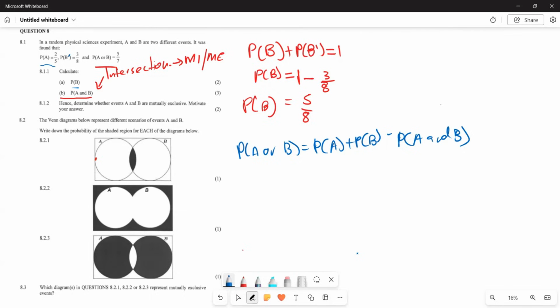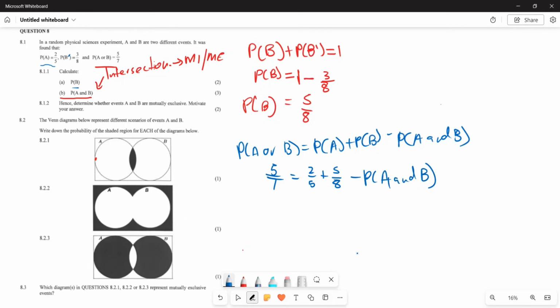Now, what is your probability of A or B? You are given that this is 5 over 7. So you substitute the 5 over 7. It is equal to the probability of A, which is given as 2 over 5, plus the probability of B, which you calculated as 5 over 8, subtract your probability of A and B. This is what you are doing.